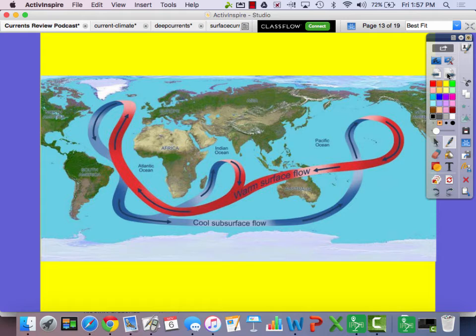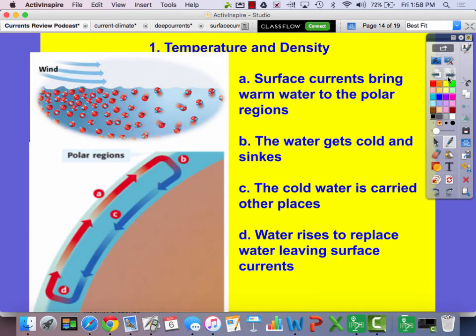So think of your bicycle chain. It loops around and around, and it's continuously moving when you're moving. If your bicycle chain falls off, you're not going anywhere on your bike. And it's the same thing with cold water and warm water on our globe. Deep currents are incredibly important to our climate. So there are some things that affect the deep current. The first is temperature and density.